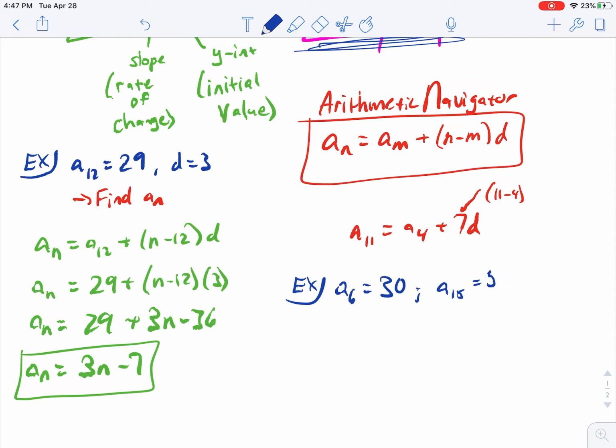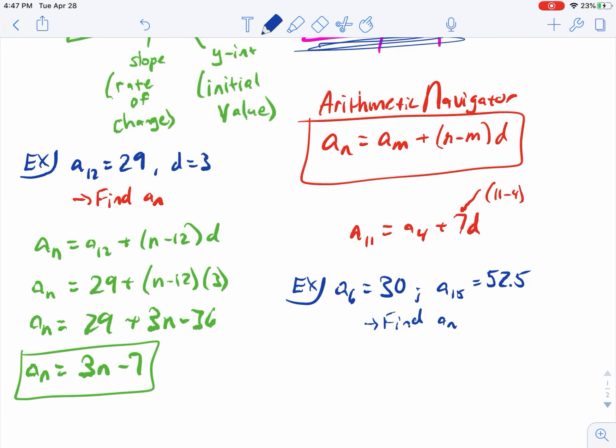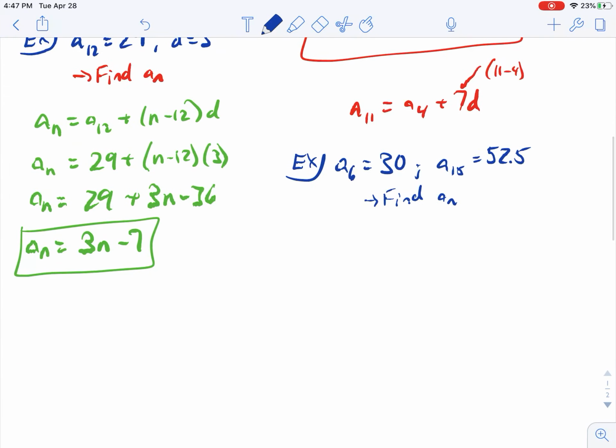And we can use this similarly on a problem like this. If you're told that the sixth term of a sequence is 30, and the 15th is 52.5, find the nth term.